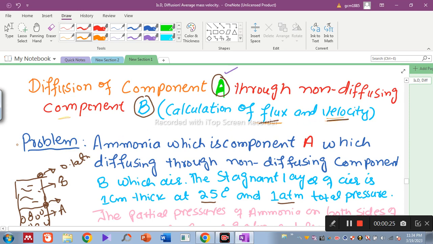So the problem is: ammonia, which is component A, is diffusing through non-diffusing component B. The component A is ammonia while the component B is air. The stagnant layer of air is 1 centimeter thick. So this is a stagnant layer of air which is 1 centimeter thick.